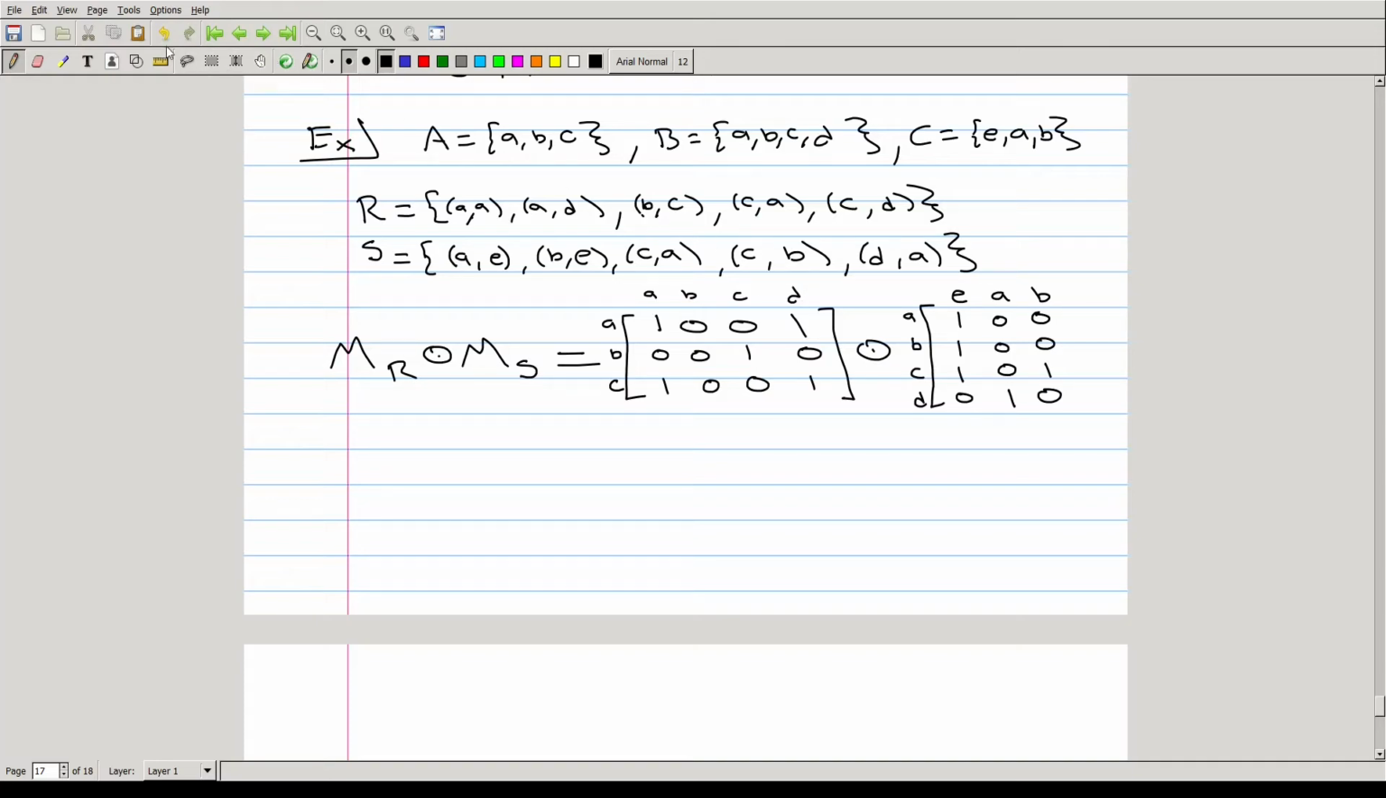Oops, I just realized I have a slight typo here. Sorry for the confusion. C comma B is in the relation, which is this one, and C comma A is in the relation. Again, the order of listing doesn't matter, but you've got to make sure that you're consistent in terms of representing this as a matrix.